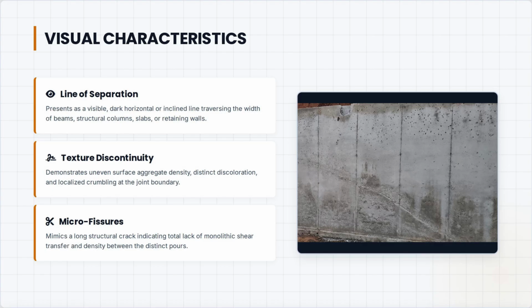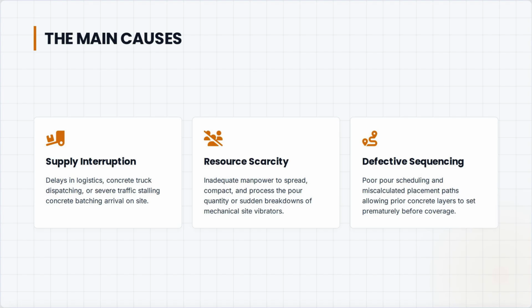Cold joints usually appear as visible horizontal lines or layer separations on concrete surfaces. Sometimes they look like cracks or texture differences. These joints are commonly seen in beams, slabs, retaining walls, and columns. The main causes of cold joints include delay in concrete pouring, interruption during concreting, insufficient manpower, equipment breakdown, and poor site planning. If the next concrete layer is placed too late, proper bonding becomes weak.